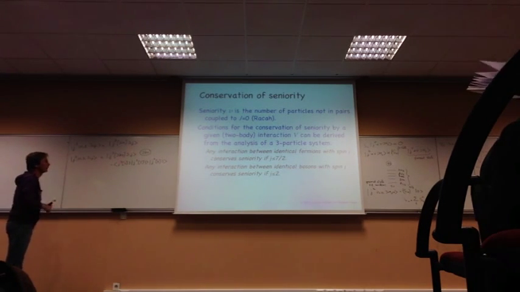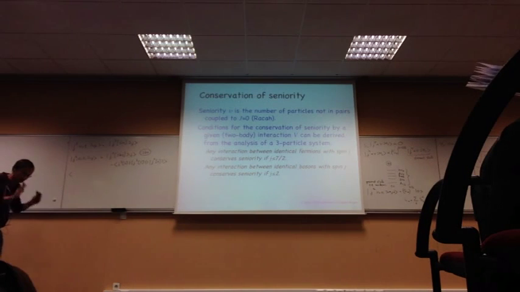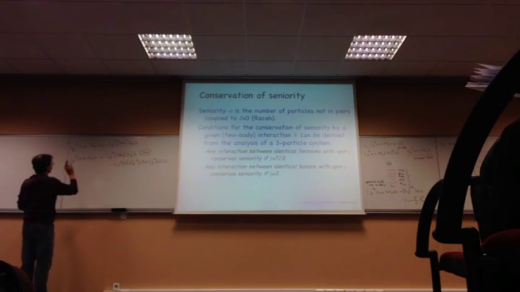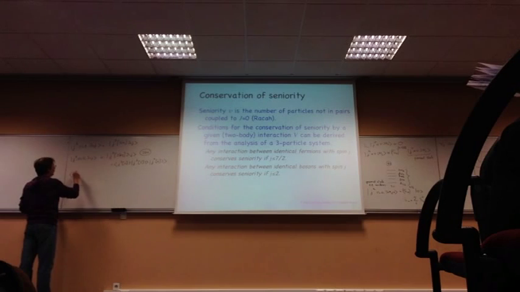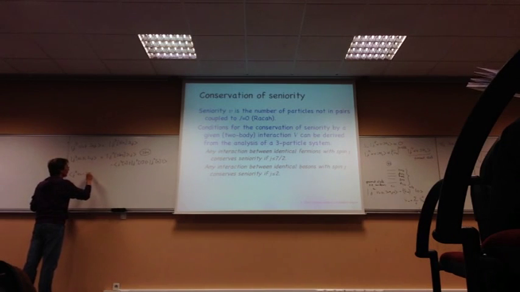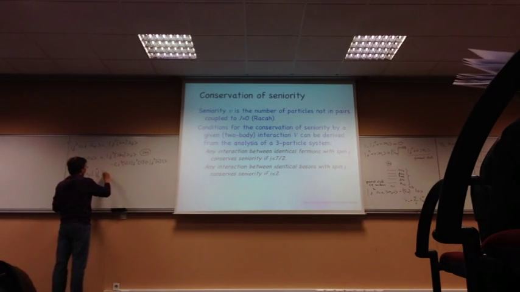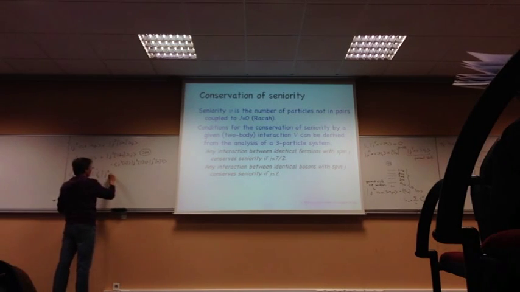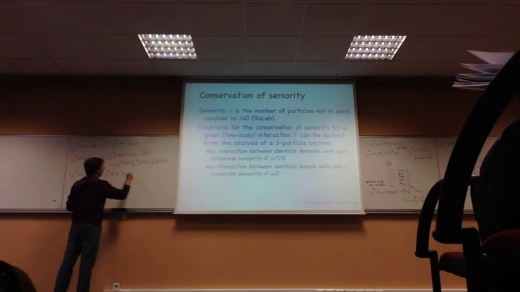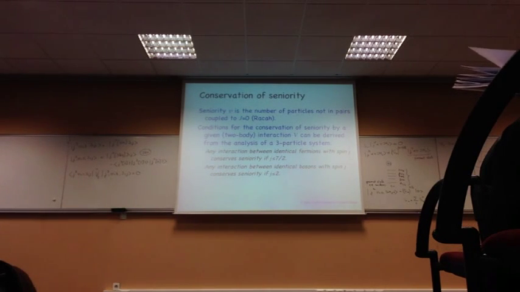Okay, now, how do I get my conditions? A necessary condition for an interaction to conserve seniority is this: I have constructed the seniority 1 state, J. I have any two-body interaction, and I want that it does not mix with the seniority 3 state. This must be 0. Okay. This will be a necessary condition.